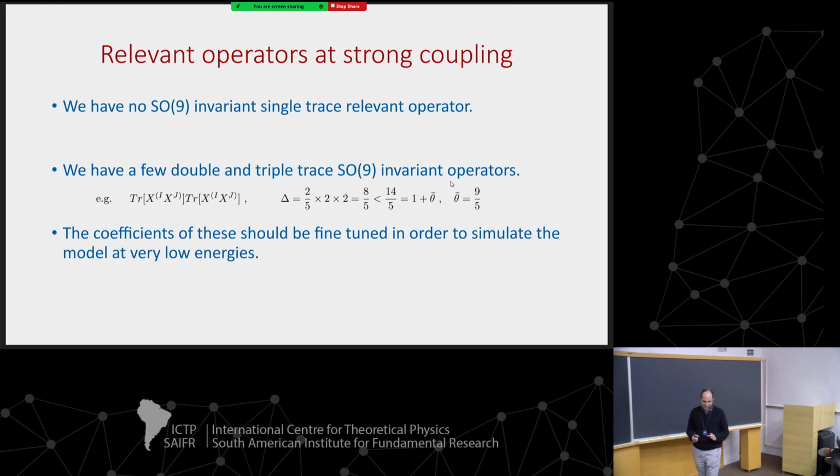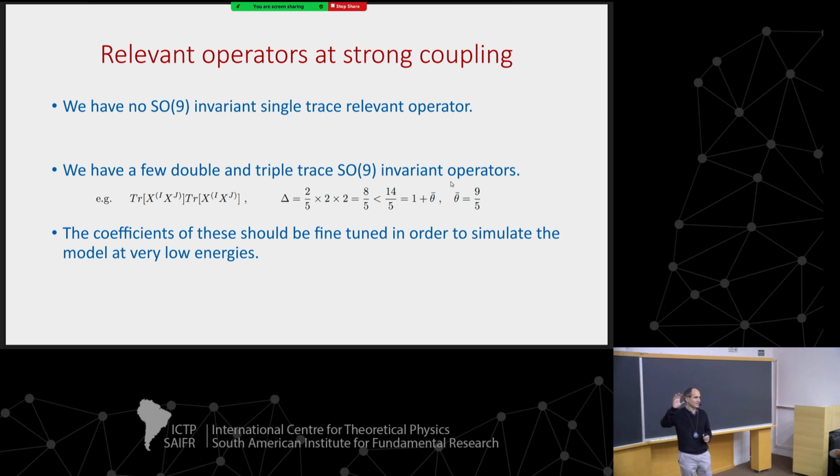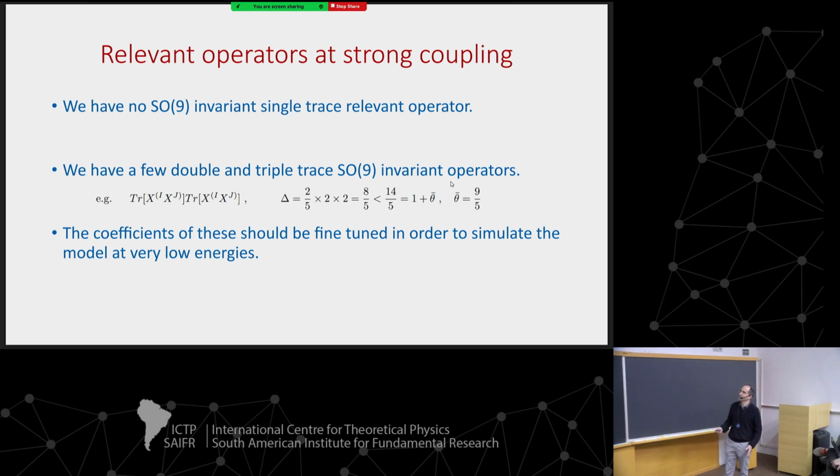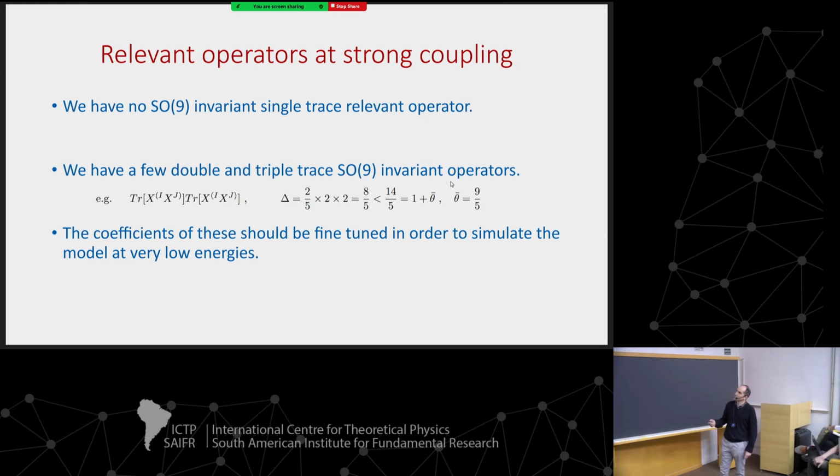At weak coupling, in the UV, any power of x has negative dimensions. So we have an infinite number of relevant perturbations. However, when we're at strong coupling, many of these operators get large dimensions. And in particular, you saw the formula for the dimensions that we had. They were all positive. And then you can see that there are no, for example, SO(9) invariant single trace relevant operators in this theory.